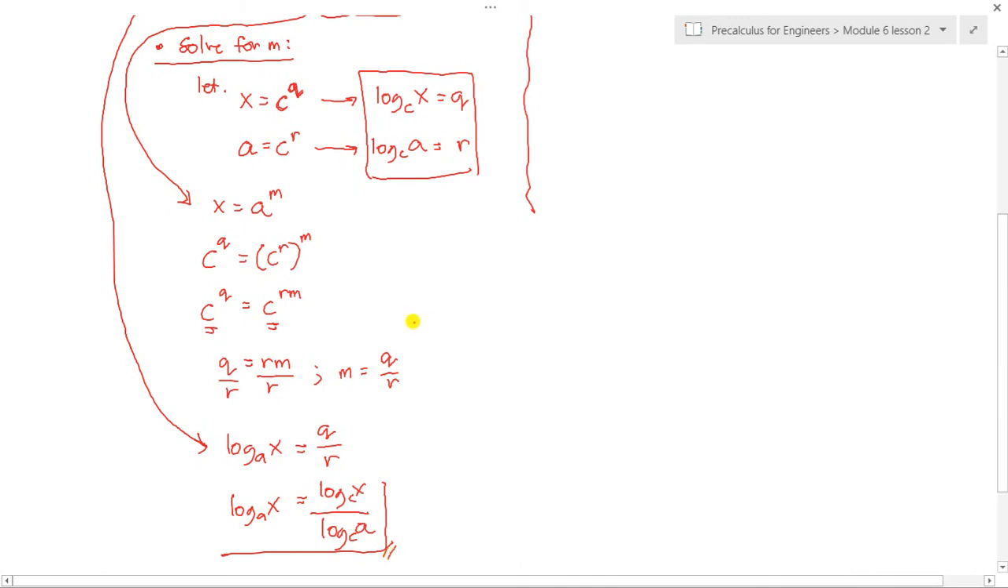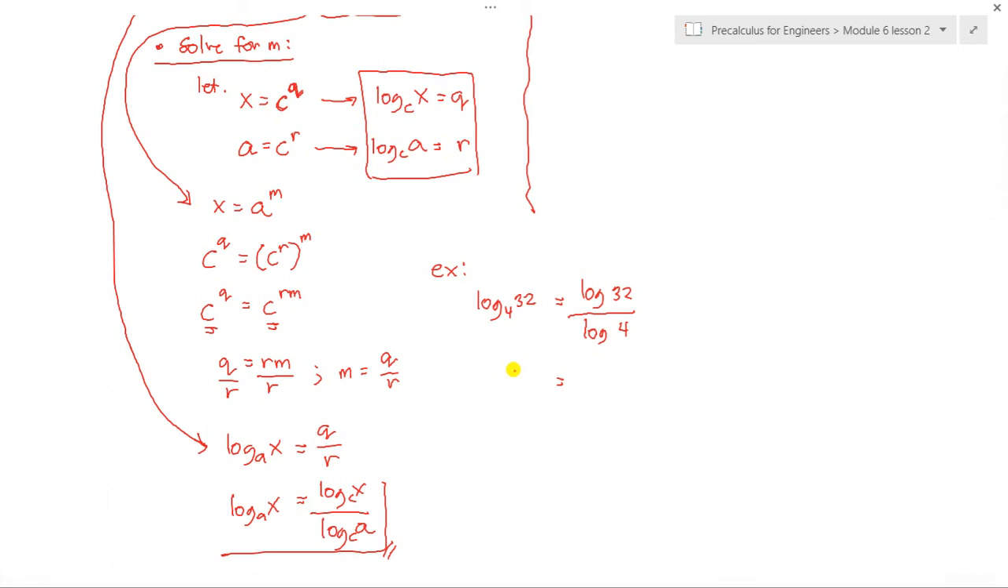Okay, what is an example, class? Example. Let's say you're given log of 32 to the base 4. You can solve this using another base. The most common on the calculator is base 10. So you can simply write log of 32 to the base 10, all over log of 4 to the base 10. Now, if you solve log of 32 to the base 4 using a calculator, the answer is 5 halves or 2.5.